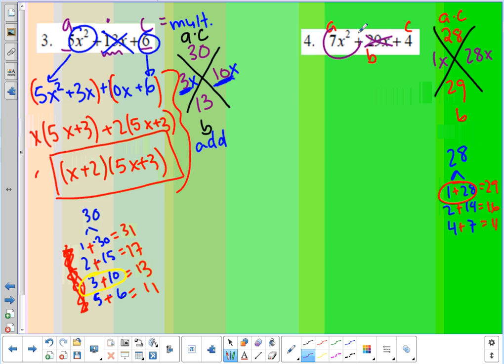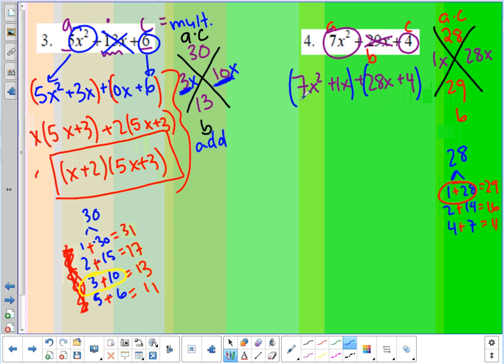So let's rewrite that. We keep this, we keep that. 7x squared plus 1x plus 28x plus 4. Okay, now I group because now I went from 3 terms to 4 terms, which was the whole point of this. The whole point of the factor x is to give you 4 terms to factor.